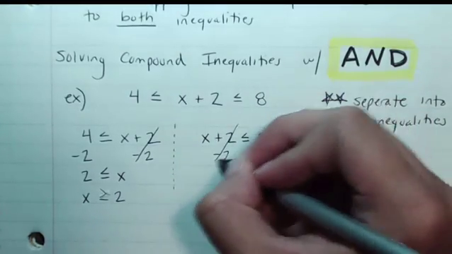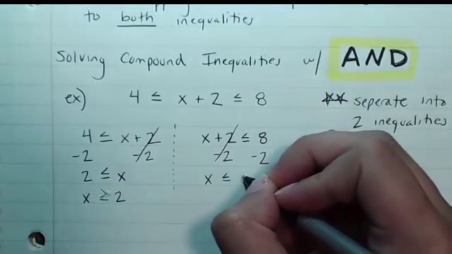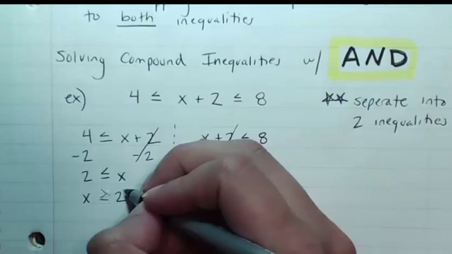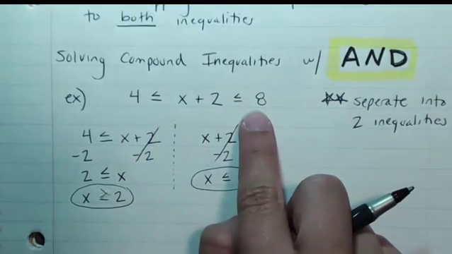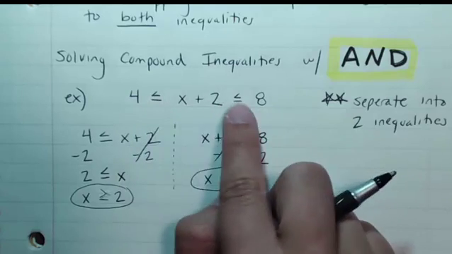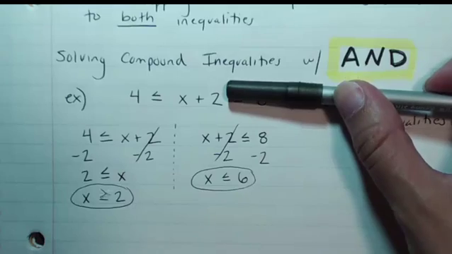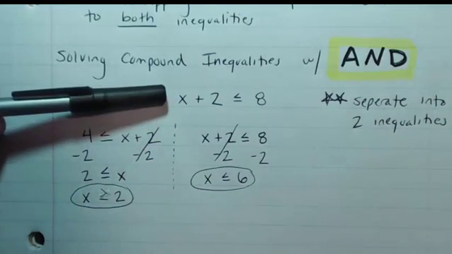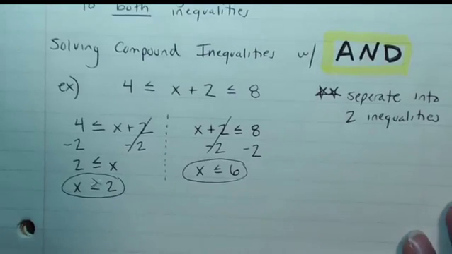Over here, I'm going to subtract 2 on both sides, and I'm left with x is less than or equal to 6. So whenever it's written like this, just remember these are 2 separate inequalities, and we can just rewrite them. That's one, and that's the other. So now let's graph it.